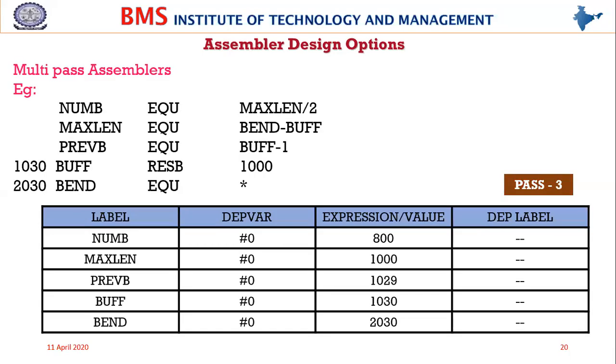So we go next. This is the last pass, wherein max len divided by 2. So numB got the value 800 because your max len value is 1000 hexa. Remember, all addresses will be in hexa. 1000 hexa divided by 2, you got 800 hexa. Fine. Now you can see the dependent labels are all blank and all of them are 0. So just for defining the symbol addresses we took 3 passes.